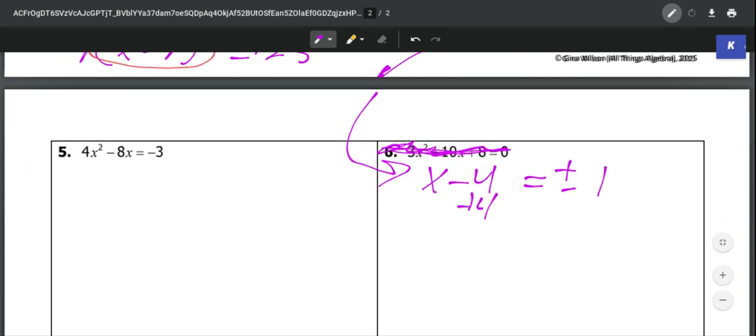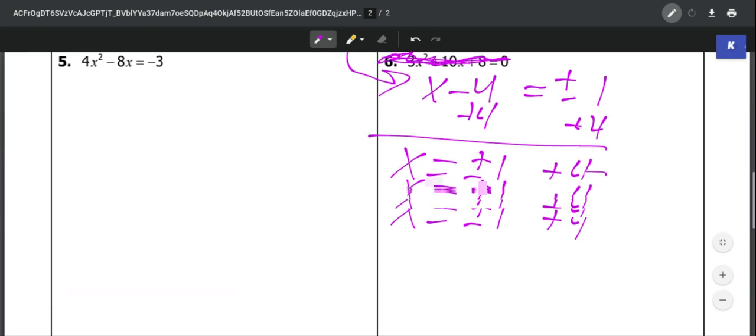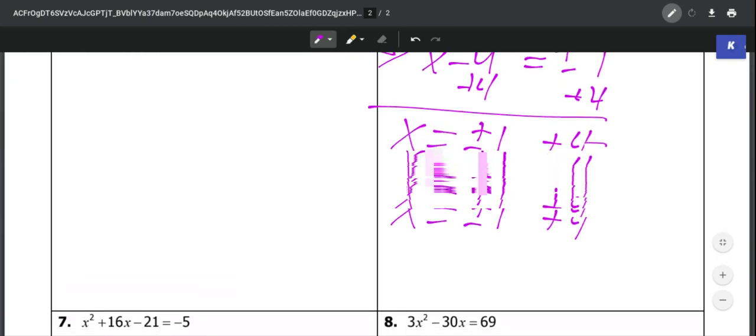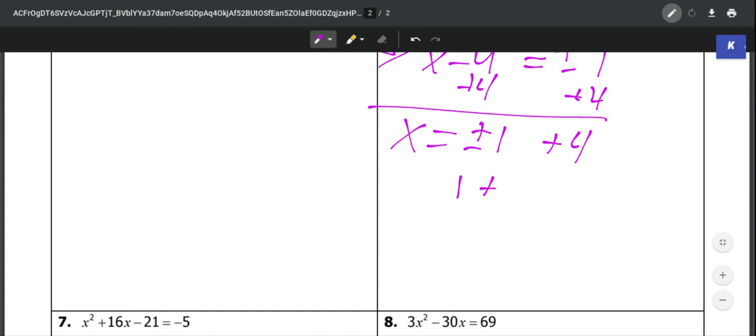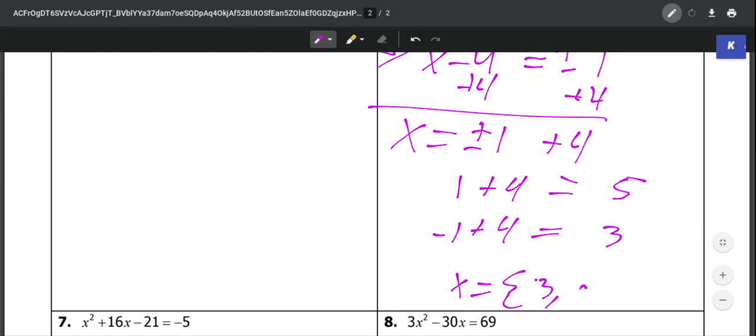And then to finish this off, we're going to add 4 to both sides. So x will be equal to plus or minus 1 plus 4. So then that allows you to create two cases. So we'll have positive 1 plus 4, negative 1 plus 4, and those will be our two answers. So our answers will be 5 and 3. So x is equal to 3, 5, and that is your answer.